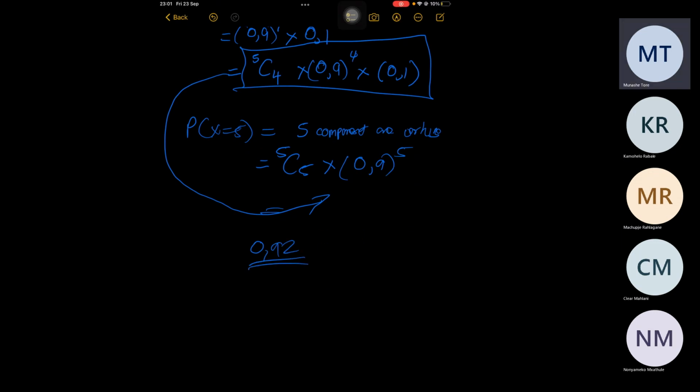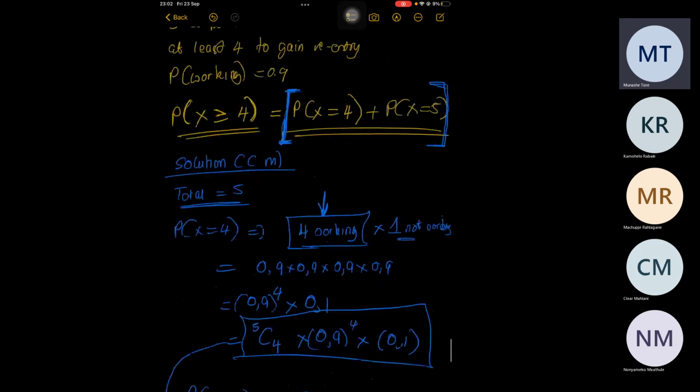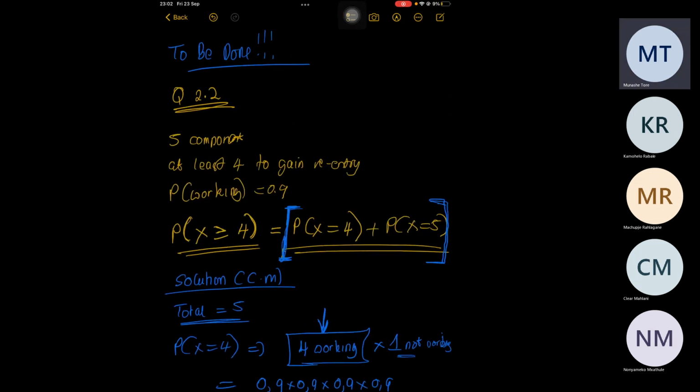Any questions? Why are we adding the 2 probabilities? Because here we say the probability of x greater than or equal to 4 is the probability of x equal to 4 plus the probability that x is equal to 5.